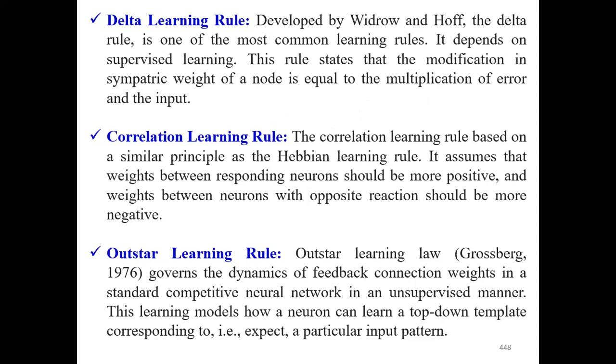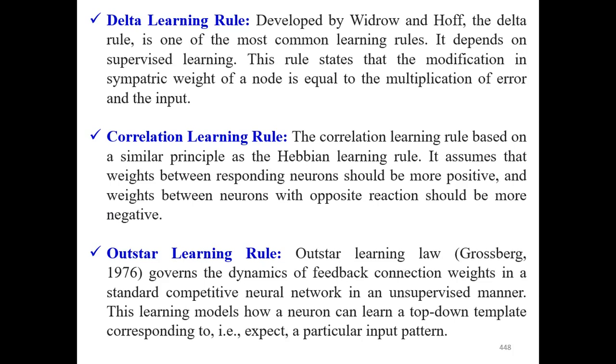Then you can call it the delta learning rule. What is meant by delta learning rule? It is also one of the learning rules, developed by Widrow and Hoff. This delta learning rule, one of the most common learning rules, depends on supervised learning. Supervised learning means we are showing the target class, we are showing the path, you follow this target class and classify the data. That's why it is called supervised learning. Target class or label. See, label means I would like to classify gender, male versus female. So based on the gender label, I'm classifying the data. So this rule states that the modification in synaptic weight of a node is equal to the multiplication of error and the input.